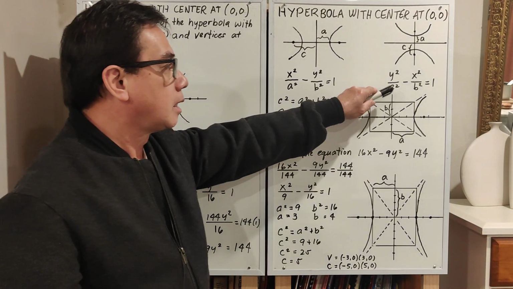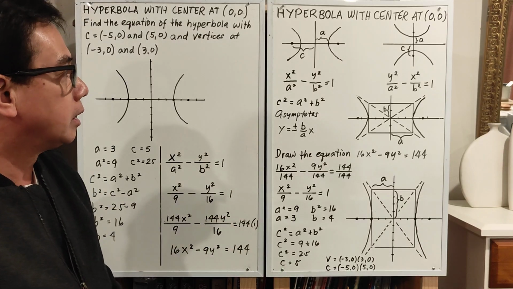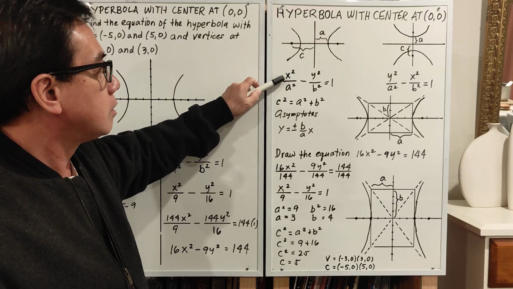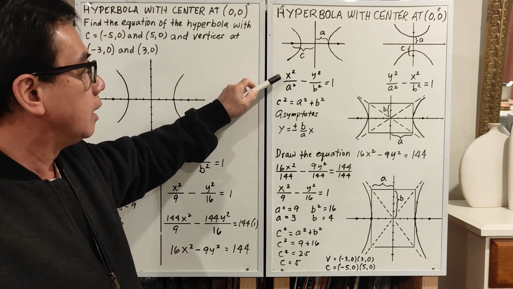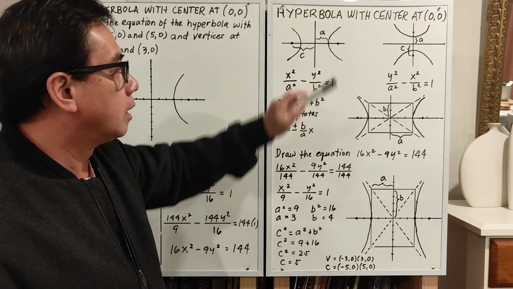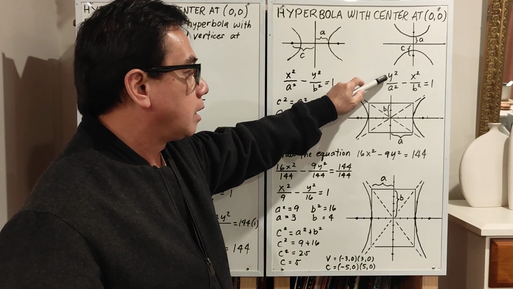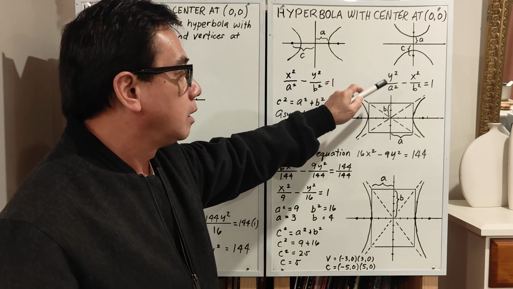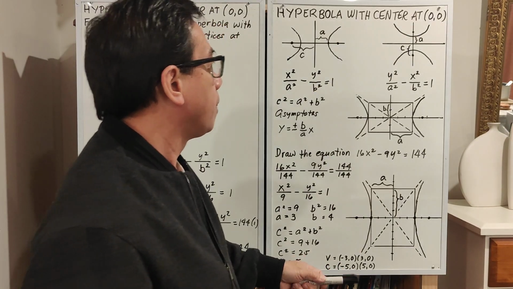These are the standard equations of a hyperbola with center at the origin, or at (0, 0). If x squared is on the left side, or on the first term, remember that x is left and right. It means that your hyperbola opens to the left and to the right. If y squared is on the first term, remember that y is up and down, so your hyperbola opens upwards and downwards.